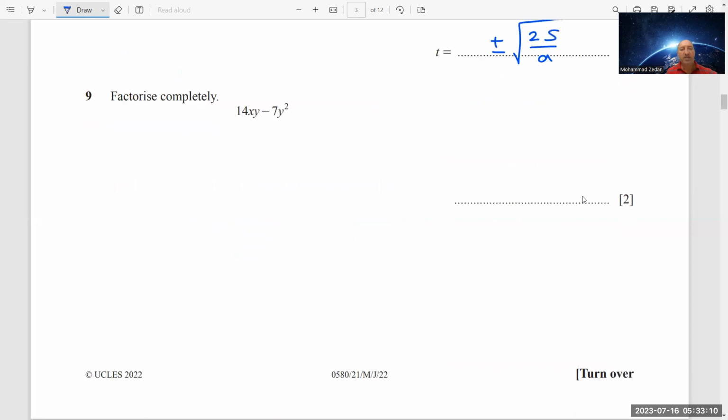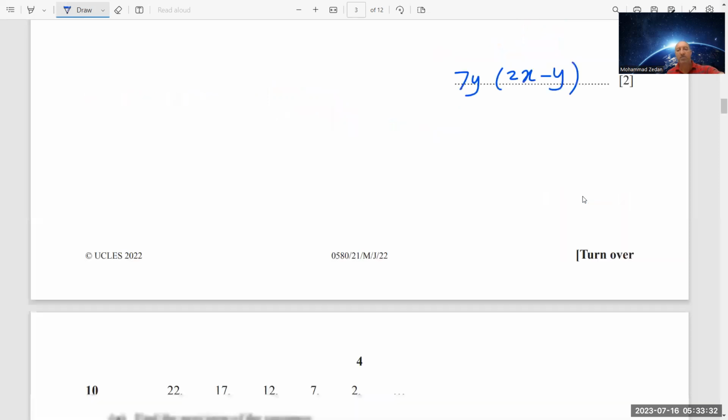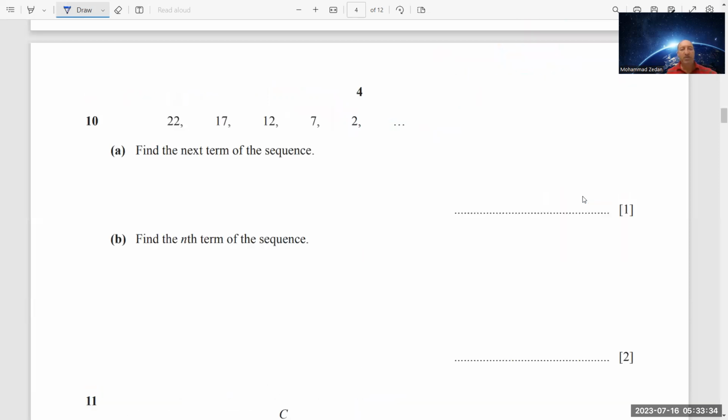Factorize completely, you can just take common factor. I have 7 common factor and even y common factor. Now divide 14xy by 7y, you have 2x, and y squared over y is y. So this is a factorization. 7y times 2x minus y. I cannot factor anymore.